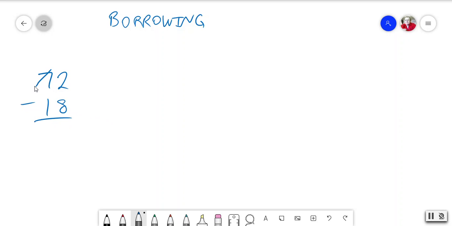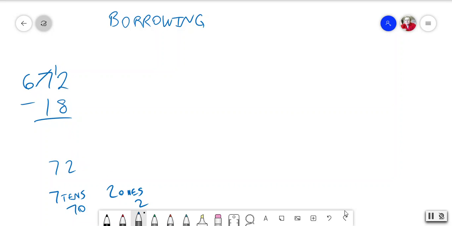So I borrow from the 7, and I put a 1 with the 12. Actually, I just lied to you. That's not a 7. This is not a 1. That's not a 6. Actually, 72 means 7 tens and 2 ones. So this is actually 70, and that's 2. I really have 60 left, and I borrow 10. 10 plus 2 is 12.